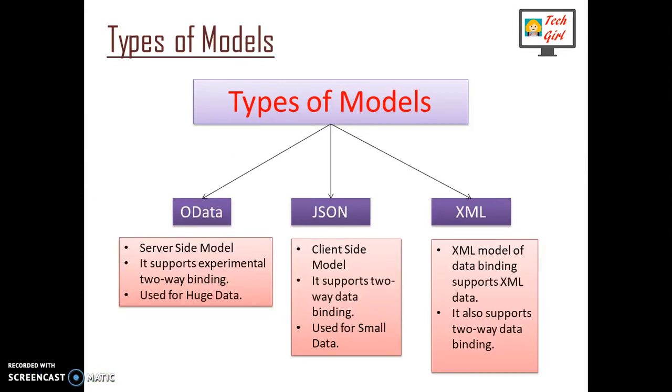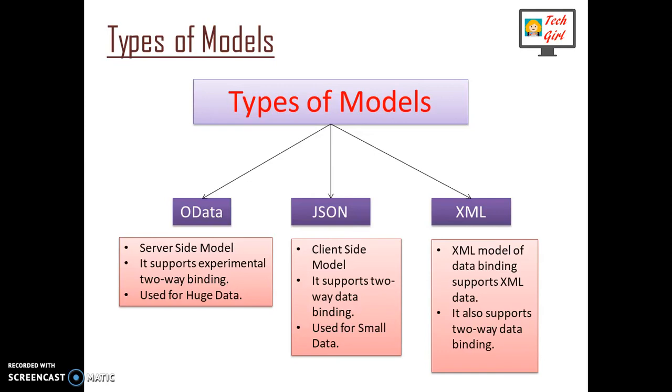Now we'll know about the types of models. I told you that model is a temporary data used for getting the data into the view. So now there are 3 types of models. The most recommended again are OData and JSON model. XML model is used very rarely in some of the projects. I have not used it technically in any project.